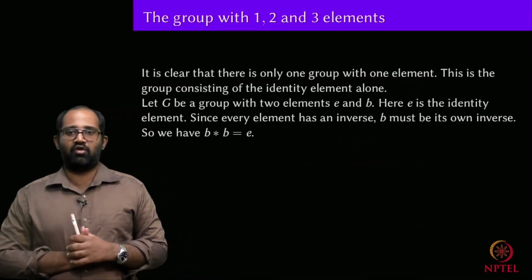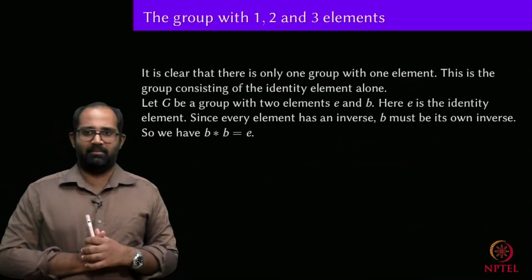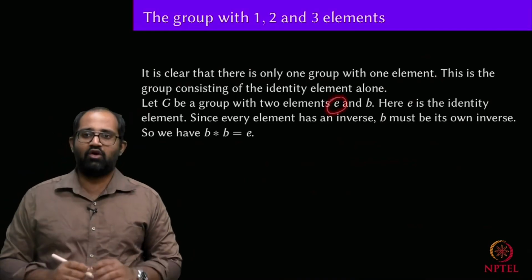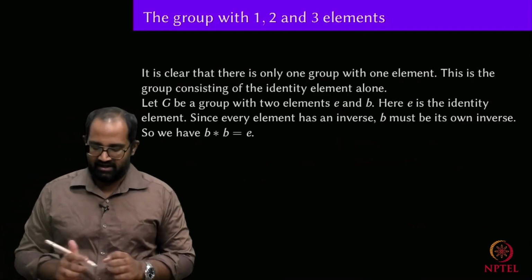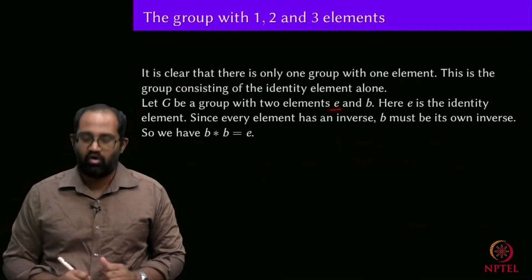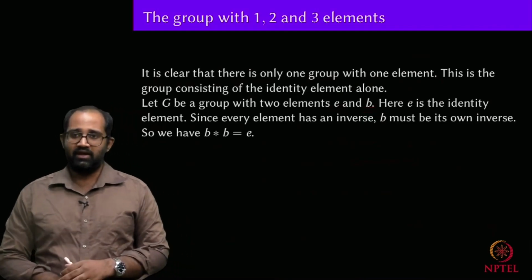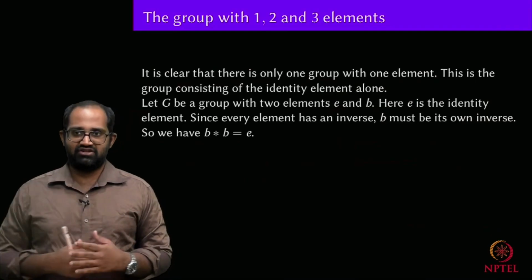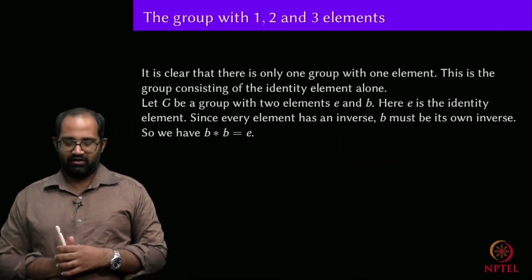Okay. The next most complicated thing is two elements. Let G be a group with two elements. Well, then one of them has to be the identity element, because a group can never be empty. A group must necessarily have the identity element. So, one of those elements I will call E, and the second one let me call B. Okay. Now, we need to determine what the multiplication table of this two element set is going to be, and that is not very difficult at all.